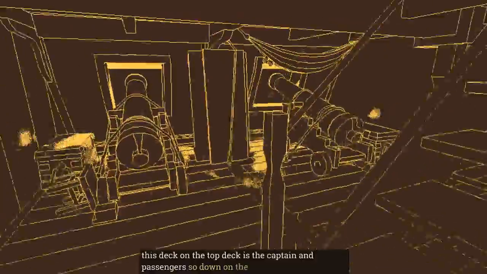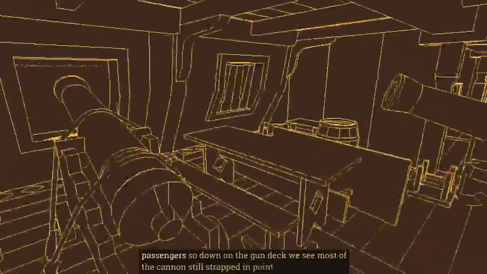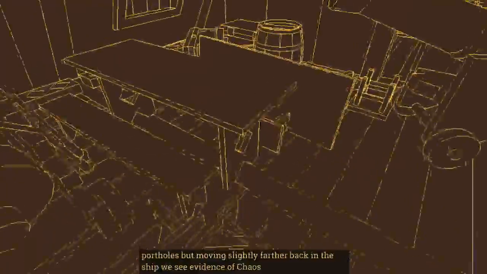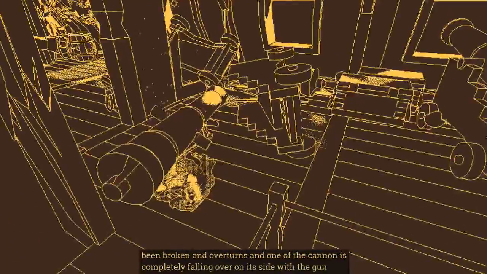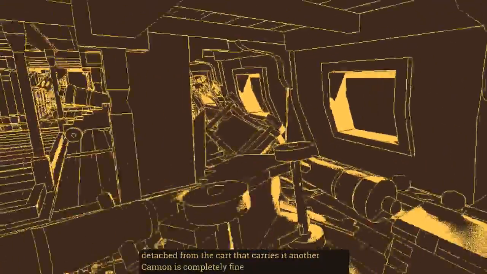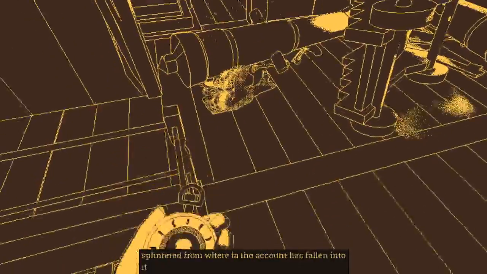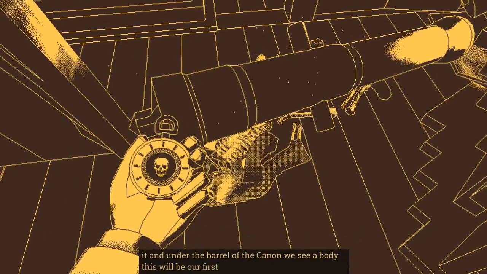So, down on the gun deck, we see most of the cannon still strapped in, pointed out their portholes, but moving slightly farther back in the ship, we see evidence of chaos. Some furniture has been broken and overturned, and one of the cannon is completely fallen over on its side, with the gun detached from the little cart that carries it. Another cannon is completely fallen over. The wall is splintered from where the cannon has fallen into it, and under the barrel of the cannon we see a body. This will be our first new scene this week.